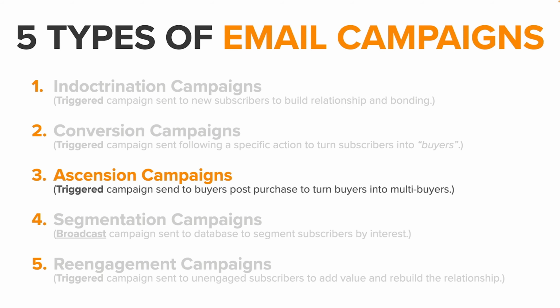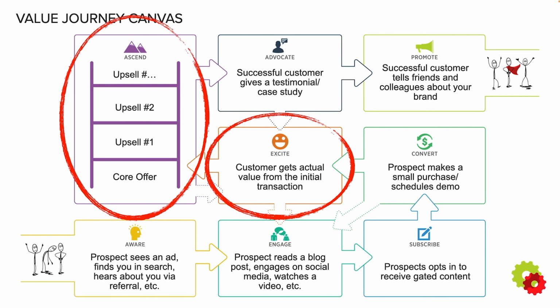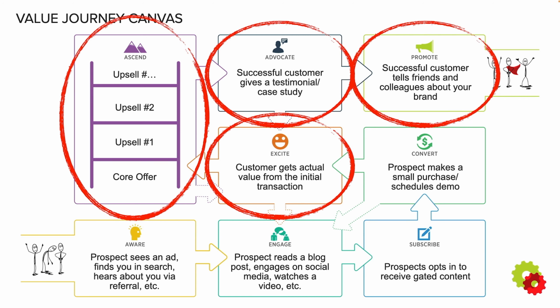The third type of campaign that we'll be talking about is the ascension campaign. Now, ascension campaigns are triggered campaigns with the goal of turning a single buyer into a multi-buyer, right? So we're talking about post-conversion. And when we look at the customer value journey, we're focused on the excite phase, the ascend phase, the advocate phase, and the promote phase. We want to create campaigns that turn single buyers into multi-buyers, into advocates, and into promoters. So ascension campaigns are the campaigns we will use to do just that.